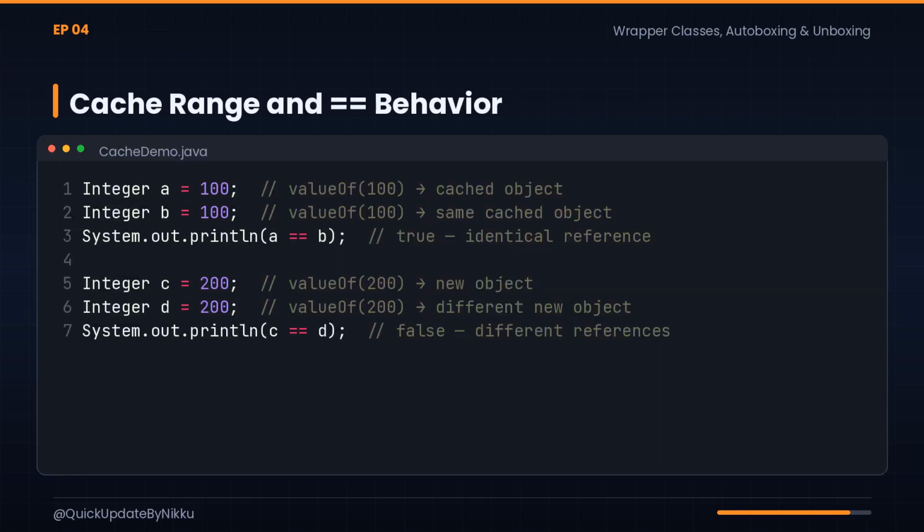The == operator on object references tests identity: are both variables pointing at the exact same object in memory, not equality of value. Because 100 falls inside the cache range, a and b receive the same pre-existing object, so identity holds. Because 200 is outside the cache range, c and d each receive a freshly allocated object, so identity fails even though the numeric values are equal.